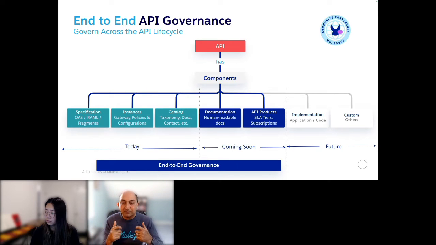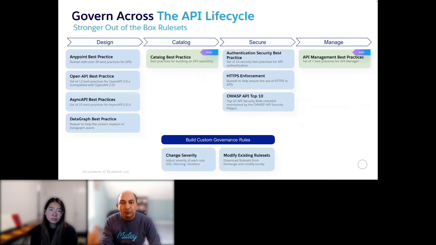and you can now get notifications for that. What is coming up pretty soon is governance for documentation, and then also governance for API products, with SLA tiers and subscriptions. So stay tuned for that. The idea here is providing end-to-end governance across your API lifecycle. Next slide.